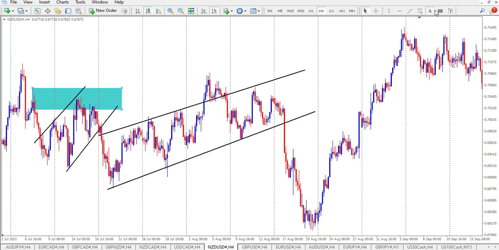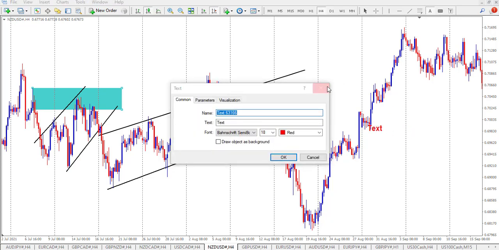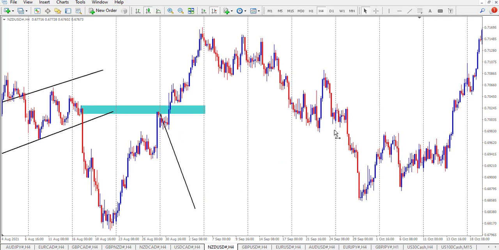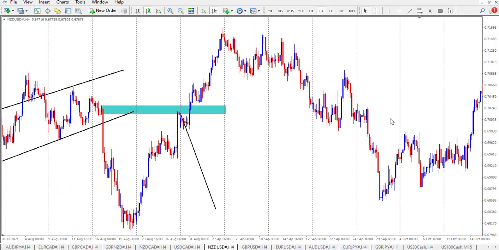Then we have the demand zone, but we don't have the pattern. So we don't trade such a setup. Why? Because we don't have all that we need to execute a trade here. So you understand, that's what we want to see.